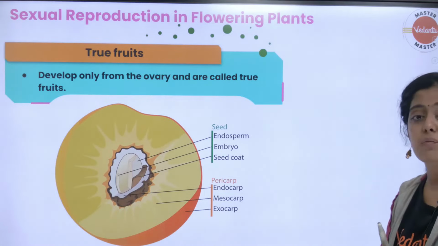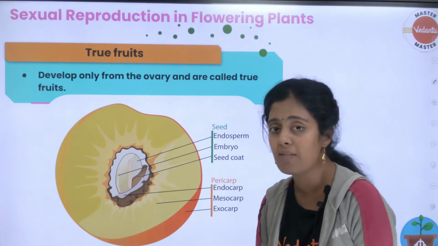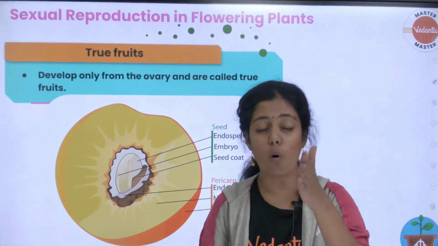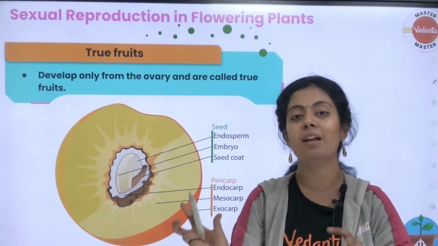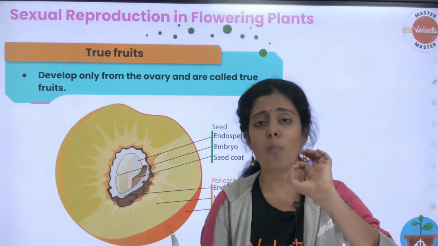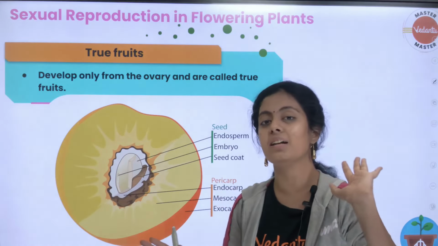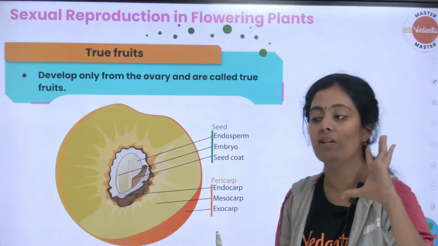Now we are going to see fruits. So how are fruits developed? Your ovule develops into seed, your ovary develops into fruit. This is a very, very basic understanding: what develops into what.